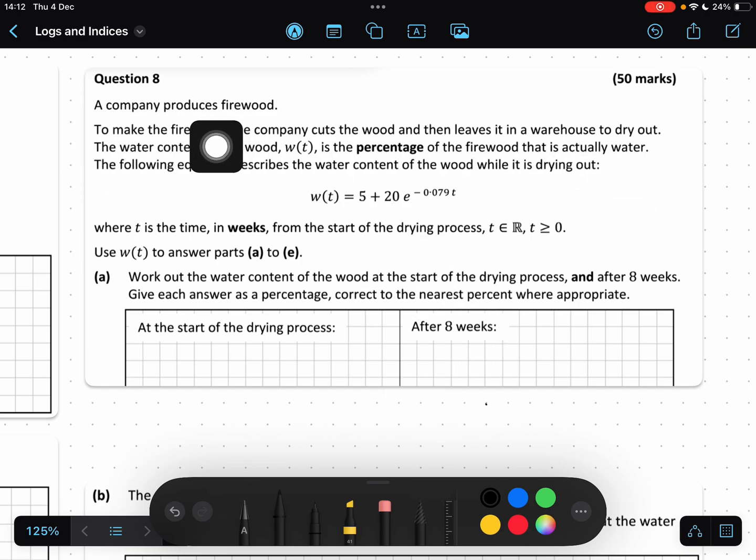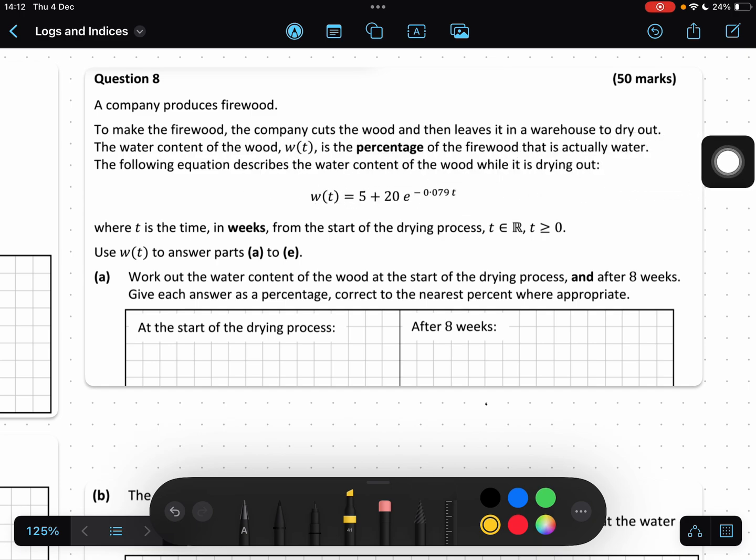It is very wordy, so the first thing I'm going to do is take out my highlighter so that I can highlight the key pieces of information. It says, a company produces firewood. To make firewood, the company cuts the wood and then leaves it in a warehouse to dry out. The water content of the wood, W of T, is the percentage of firewood that is actually water.